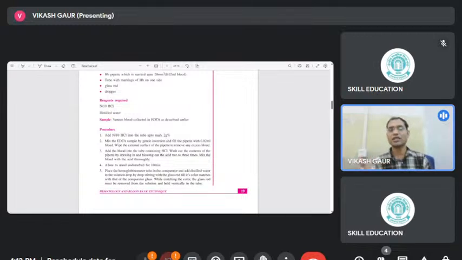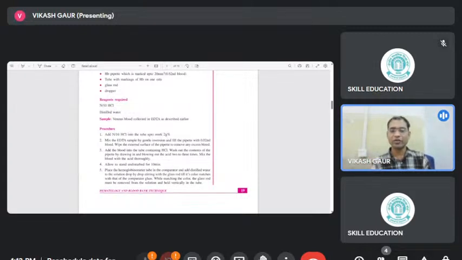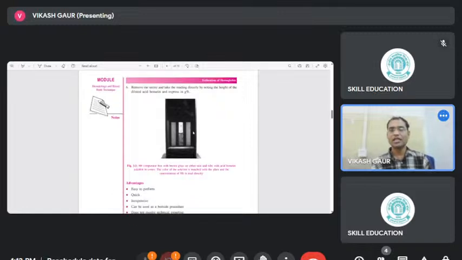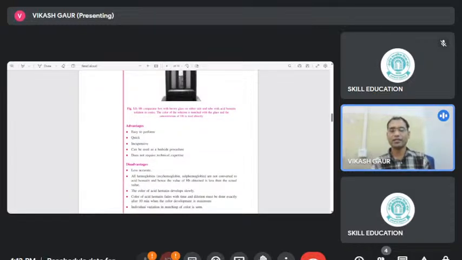While matching the color, the glass rod must be removed from the solution and held vertically in the tube. Remove the stirrer and take the reading directly by noting the height of the diluted acid hematin and express it in gram percent. You can see the comparator box with color glass on both sides, and you place your hemoglobinometer in between. Remove the stirrer and glass rod, and read the reading in standing position, which should be noted as hemoglobin in gram percentage.